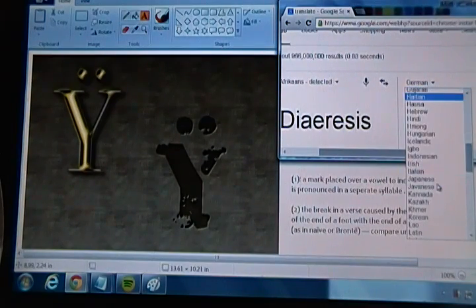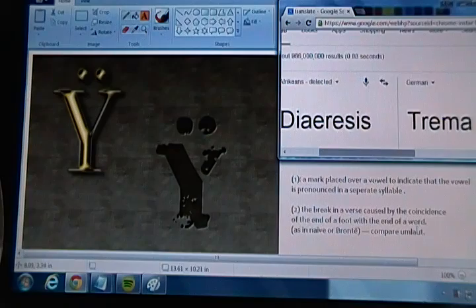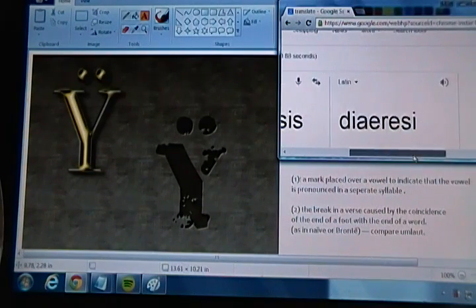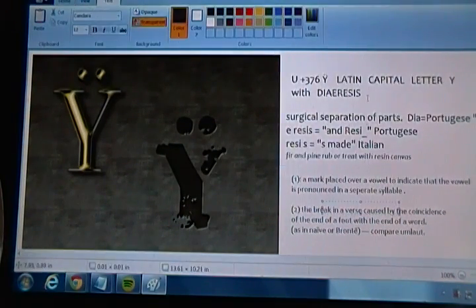Let's go to see how it sounds in Latin. Diaeresis. Oh, the real drawl there. Okay, so that's our excavation of the Unicode, you know, which deals with the U and these dots that have manifested and brought forth the resin. All right, so let's post that.